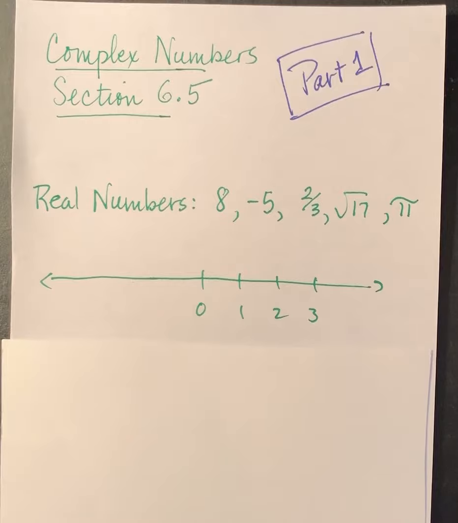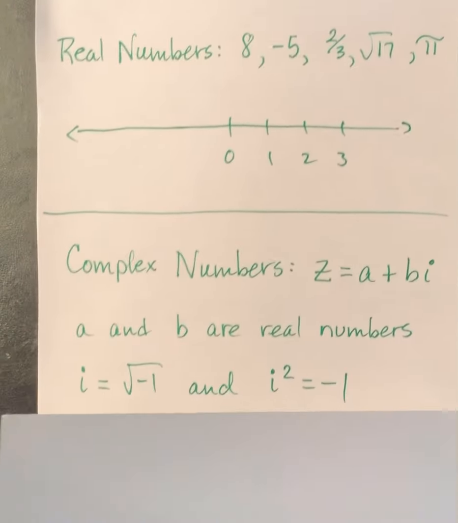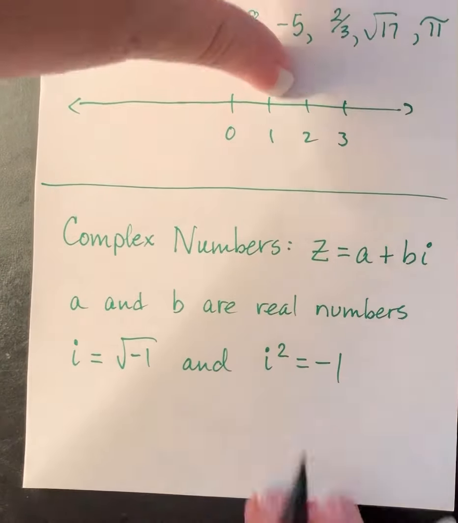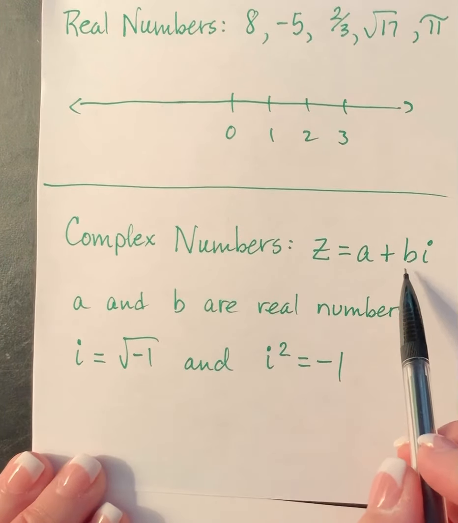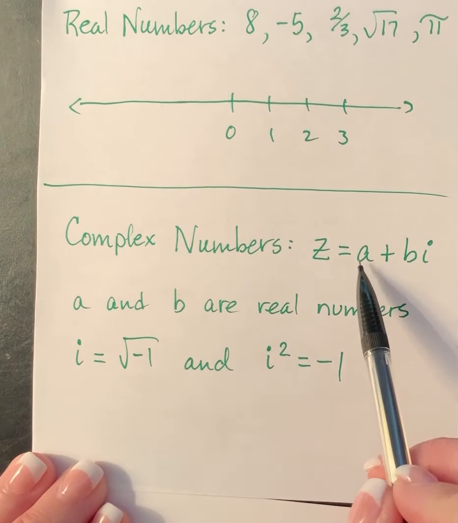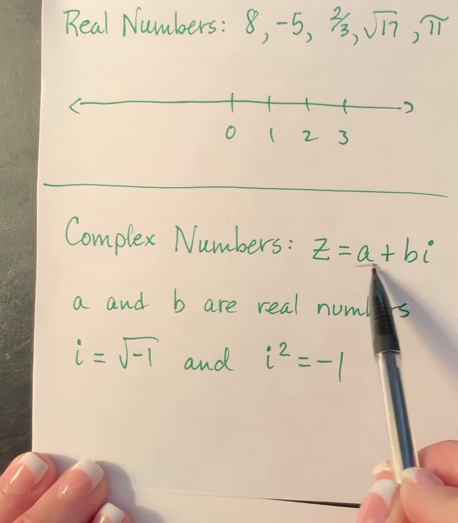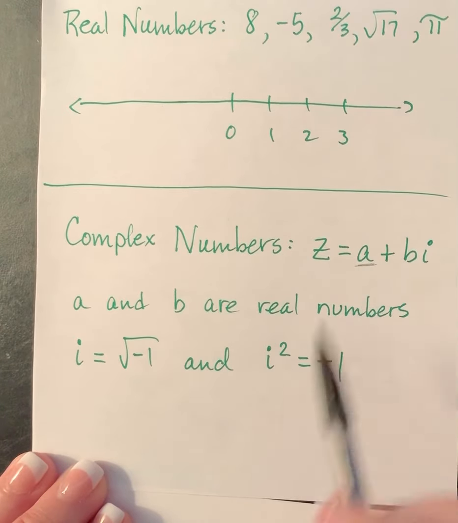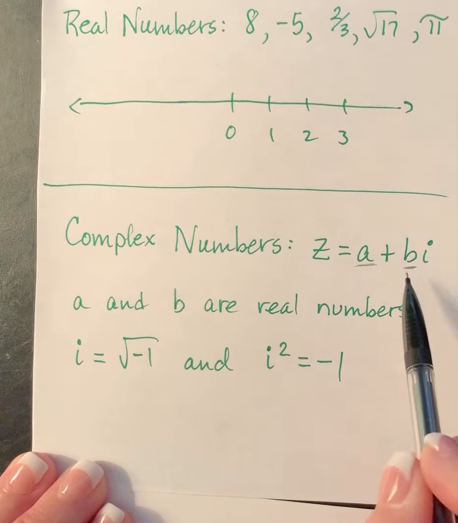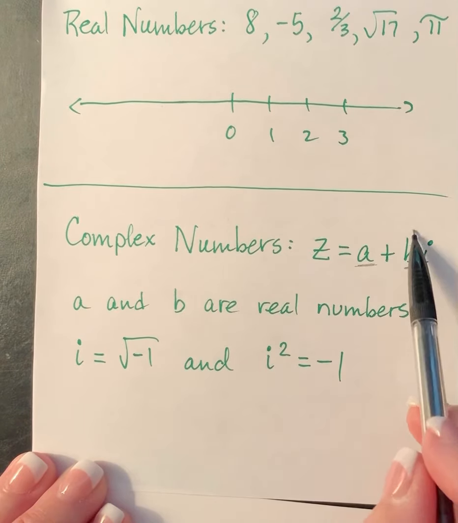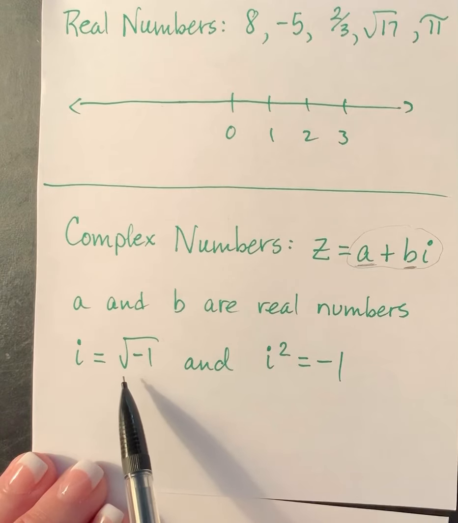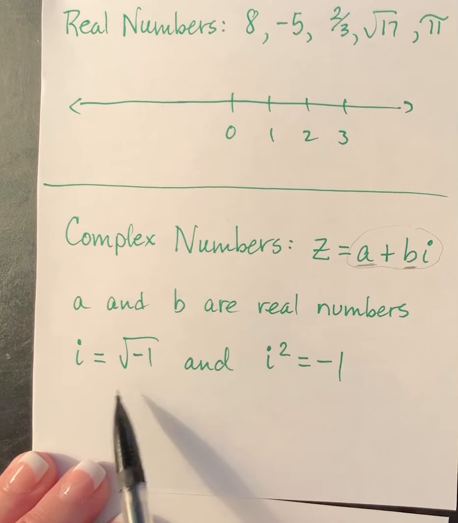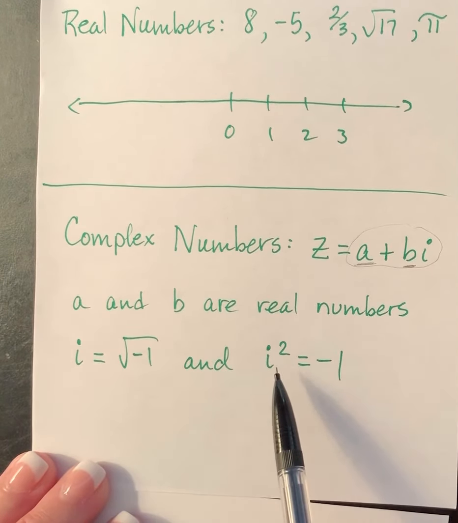Now, if you switch and talk about complex numbers, the definition for those is that they are of the form z equals a plus bi, where a and b are real numbers. A is the real part of the complex number. B is the imaginary part of the complex number. But the whole number is a plus bi. And then i represents the square root of -1. And we also have this definition that i squared will be -1.